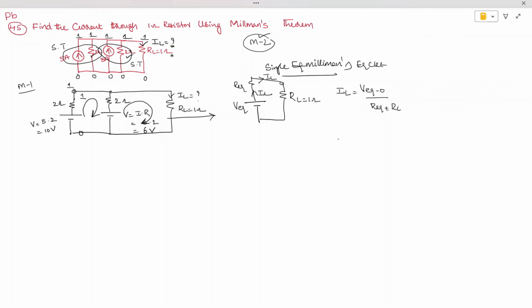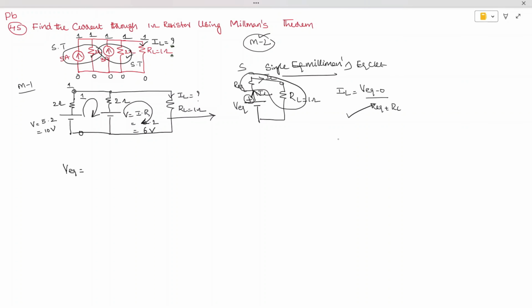Why? Because the current is flowing from here, applying current I equal to V by R. The current is leaving the plus V equivalent and it flows through. These two are again connected in series, so this is the resultant formula. Now we need to find V equivalent. V equivalent is equal to the formula.